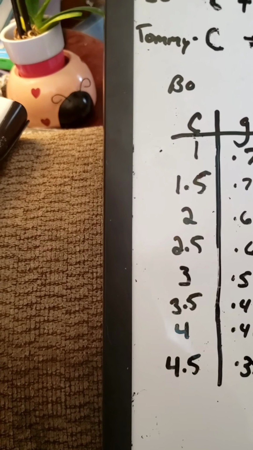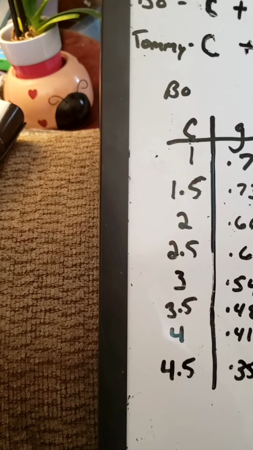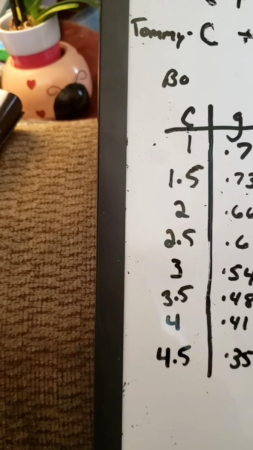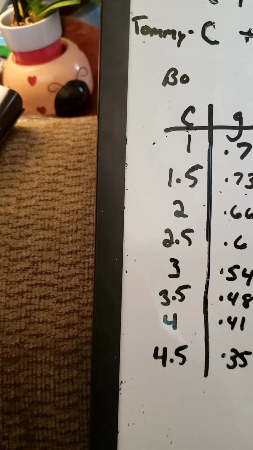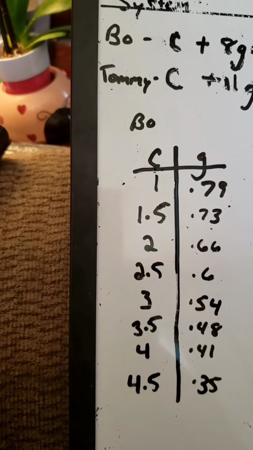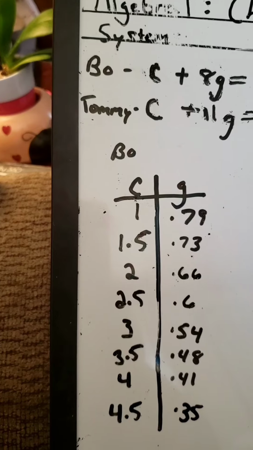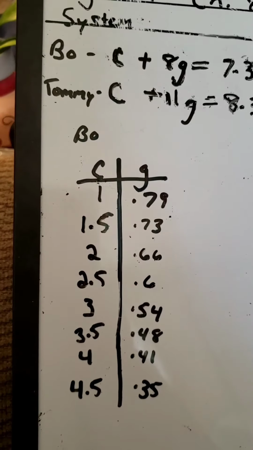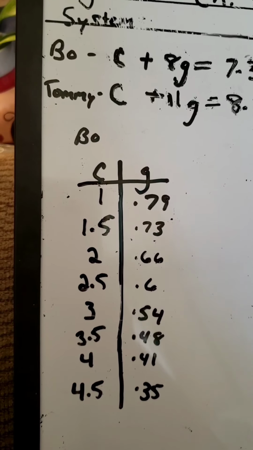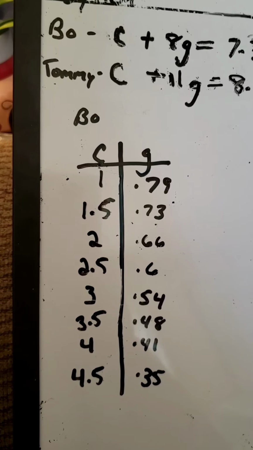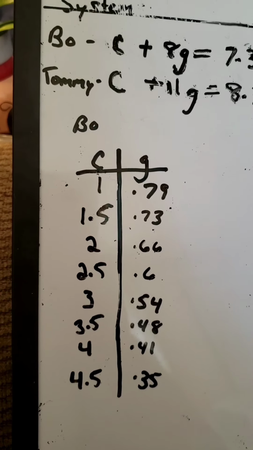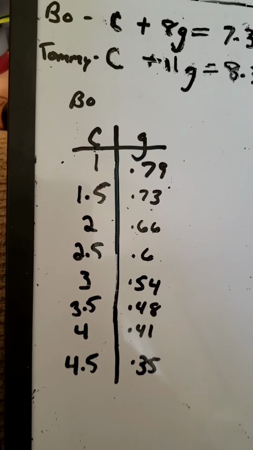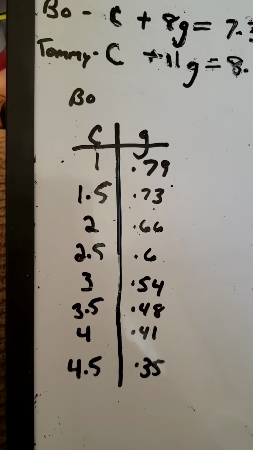You're going to start out with 1, 1.5, 2, 2.5, 3, 3.5, 4, and 4.5. When you substitute in 1, 1.5, etc., all the way to 4.5, you get the following values for games. Approximately 79 cents for 1. Approximately 73 cents for 1.5, and so on until you get to $4.50, which gives you 35 cents.